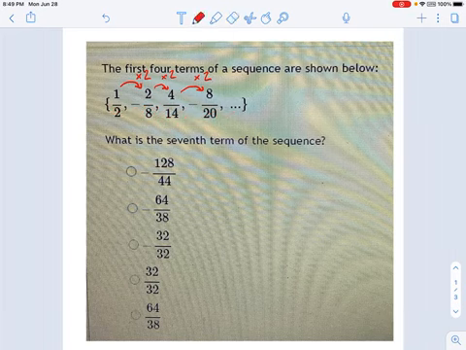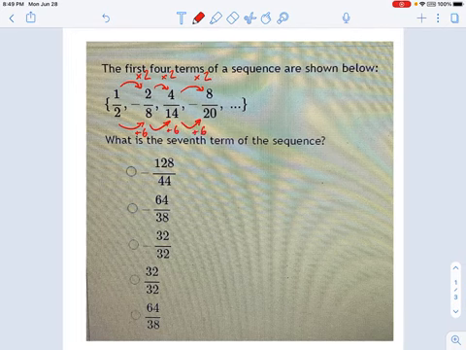Now on the bottom, what's happening? I go from 2 to 8 to 14 to 20. Okay, so I think I'm adding 6 each time. 2 plus 6 equals 8. 8 plus 6 equals 14. And 14 plus 6 equals 20. And that's almost all of it.